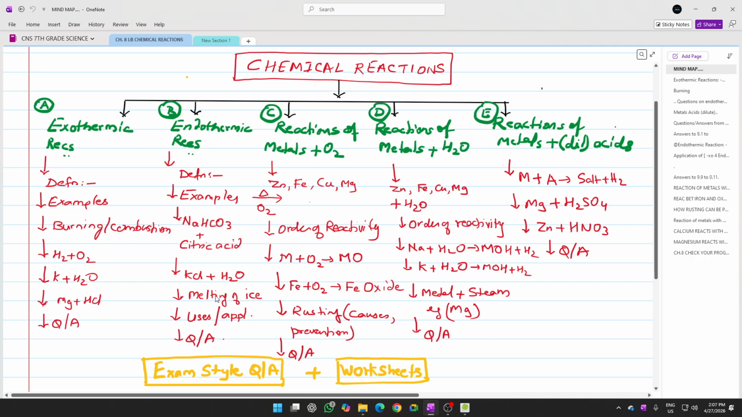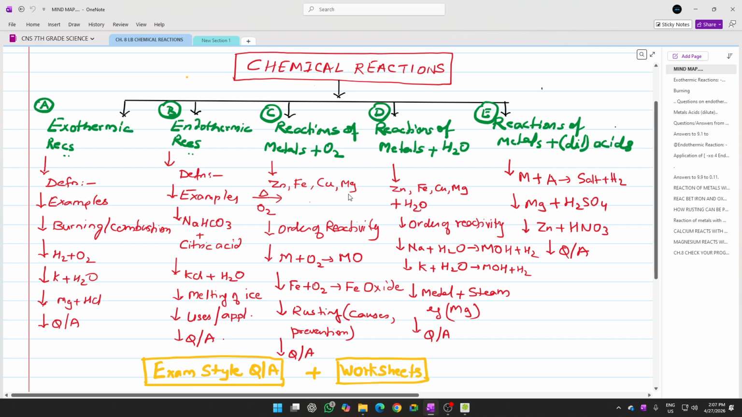And then the uses and the applications of this endothermic reaction we are also going to study in this chapter, in section B. And then of course the questions and answers from the textbook for this particular section B. So after completing section B, we'll be moving on to section C, and in section C you have reactions of metals with oxygen. So the different metals, some of the metals like zinc, iron, copper and magnesium.